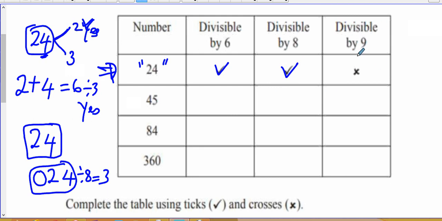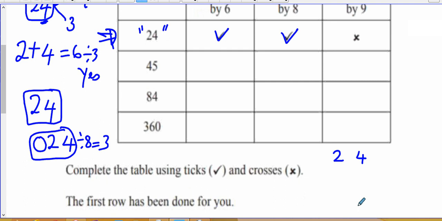Divisible by 9. Divisible by 9, what do we do? If you want to find out if the number 24 is divisible by 9, what do we do? It's the same as the divisibility test of 3. Add these digits. What do you get? 2 plus 4 is 6. Is 6 divisible by 9? The answer is no. That is why that has been crossed.